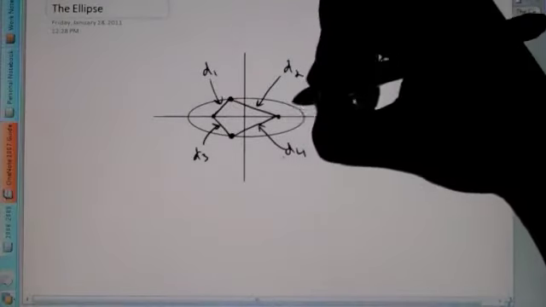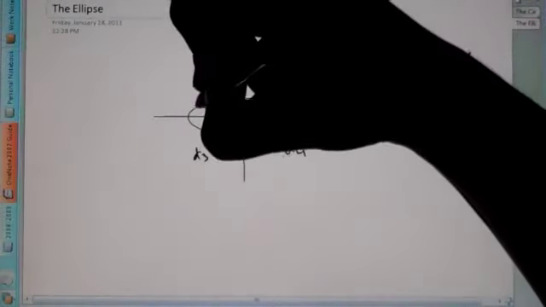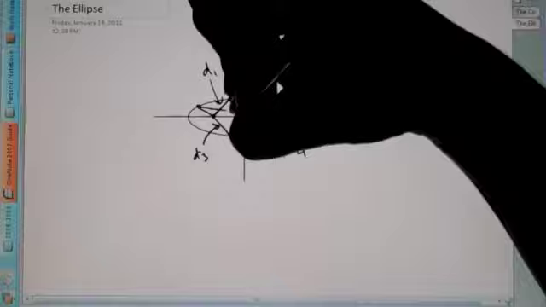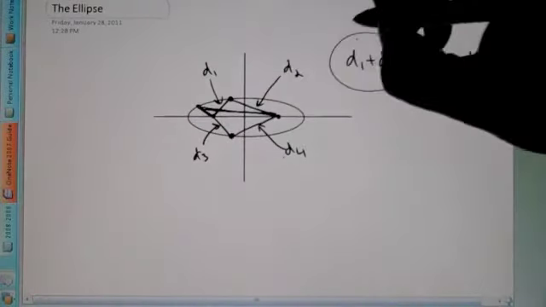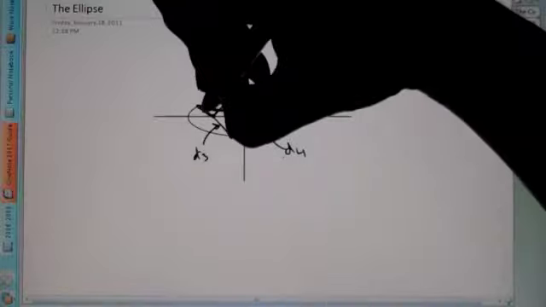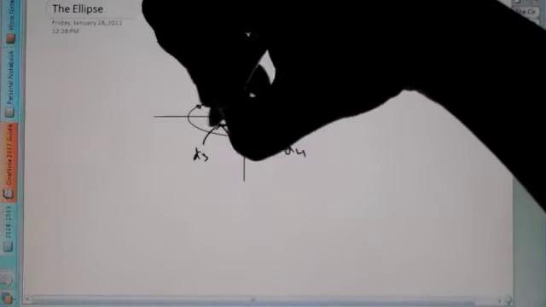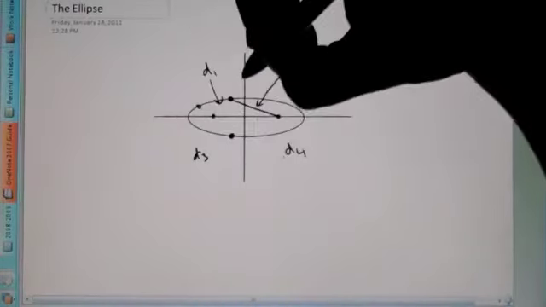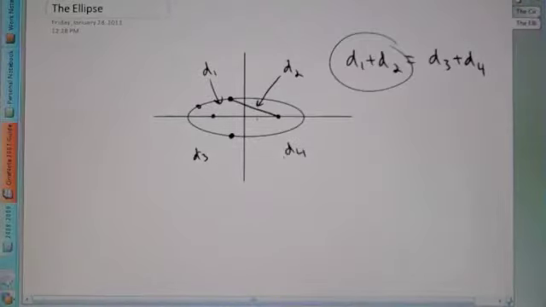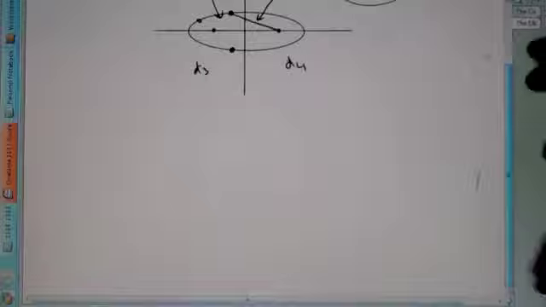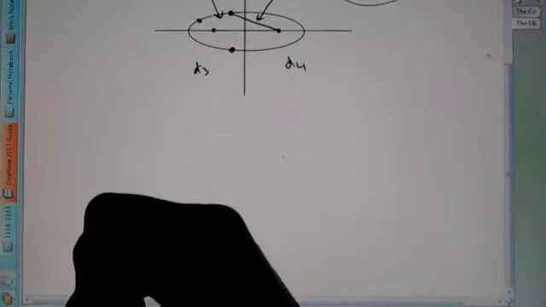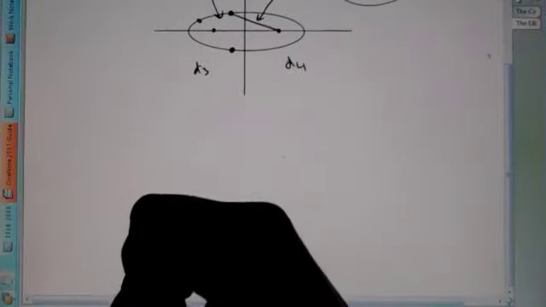Again, any point on this ellipse, even back here, when I add these two distances together, it will equal this as well. So that's how we draw the ellipse. It's going to be an oval. Just like the circle, we have a standard form for the ellipse.